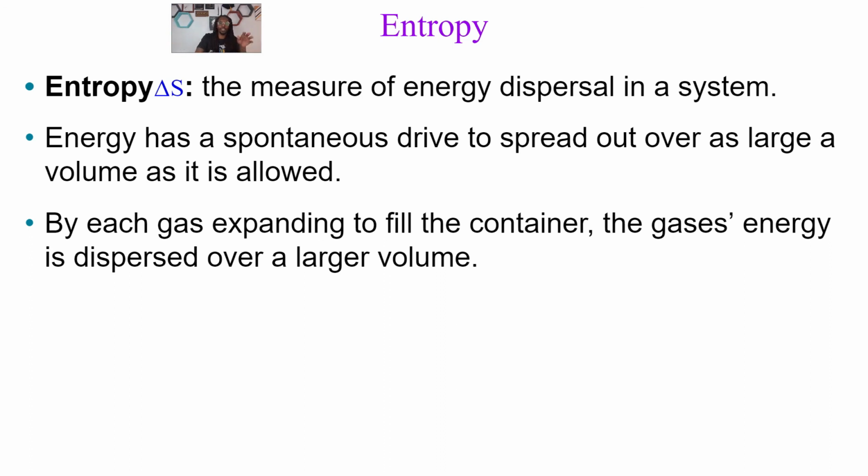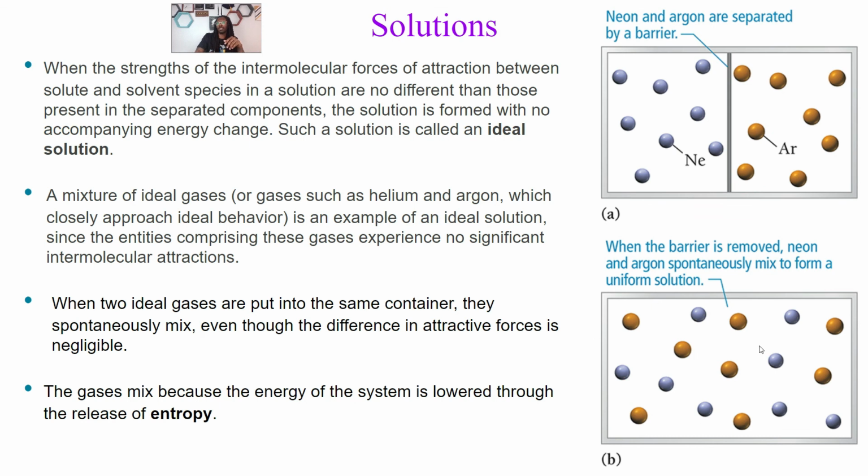Now, when we look at these examples, going back to this gas, let me read this one real fast. By each gas expanding to fill the container, the gas's energy is dispersed over a larger volume. And this is what we're saying here, that energy is being dispersed. That neon gas was dispersed over to the rest of this volume. Now, argon gas was dispersed over to the rest of this volume here. And when this happens, the energy is being lowered through the release of entropy.